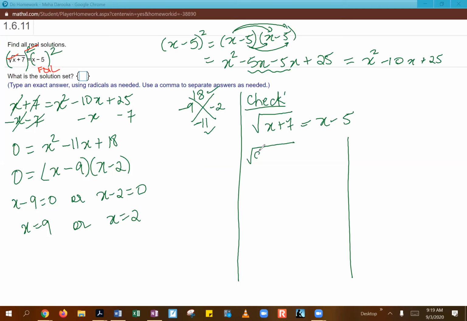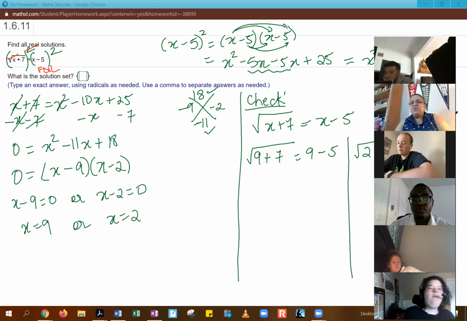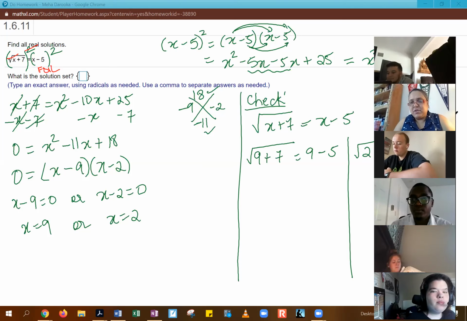So what would that be? 9 plus 7 over here and 9 minus 5 over here. And you want to repeat that checking process with x equals 2. So that would be 2 plus 7 on the left-hand side. And that's, of course, inside the square root. And then we would have 2 minus 5 on the right-hand side. So go ahead, do those two checkings. And can you tell me out of the 2 and the 9, which one works? Neither works, or do both of them work?